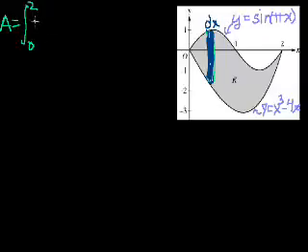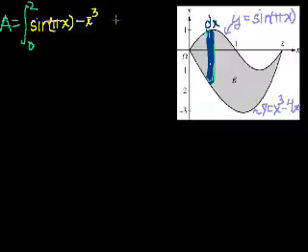So, sine of pi x, parentheses here, minus the bottom function. So minus x cubed plus 4x, right?